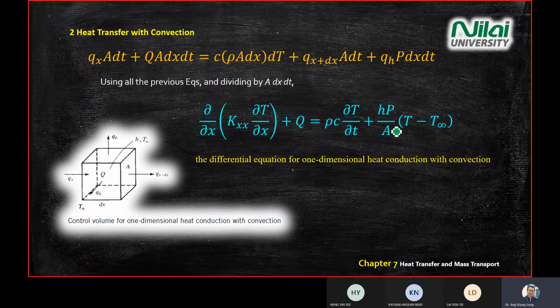By looking at the equation, you know, right? For example, the one that you see on the screen here, you're seeing the K_XX, you're seeing the H, you're seeing the T infinity. It means that this equation is the combination of conduction and convection. So if you need to consider conduction and convection, you use this one.